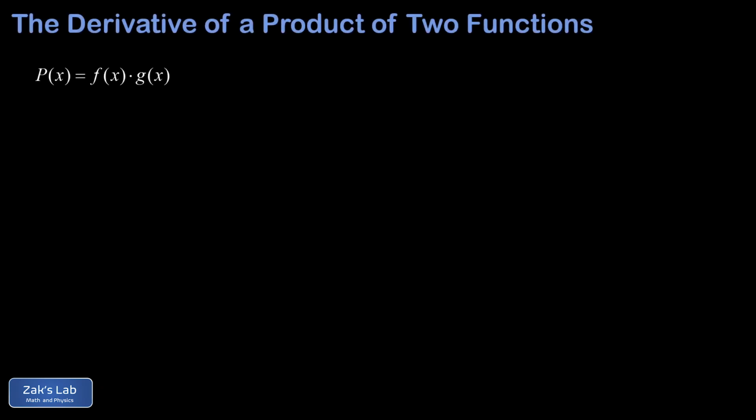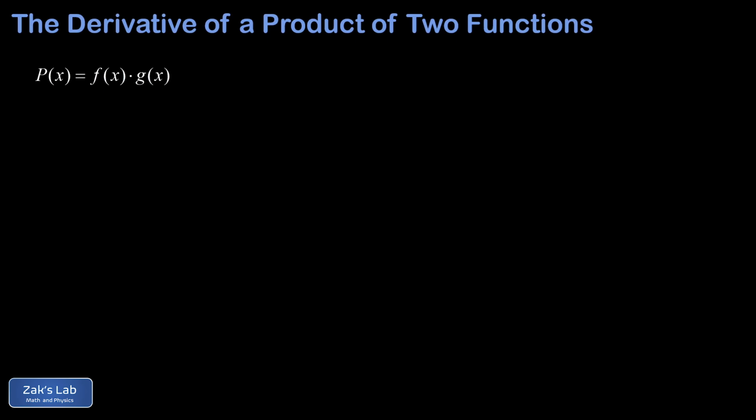In this video, we continue our quest to build an algebra of differentiation by figuring out what happens when we take the derivative of a product of two functions. So we have this function big P of x, standing for product, and that's defined as the product of f of x and g of x. And what we're trying to figure out here is, how do I write down the derivative of big P in terms of the derivatives of the individual functions f and g?